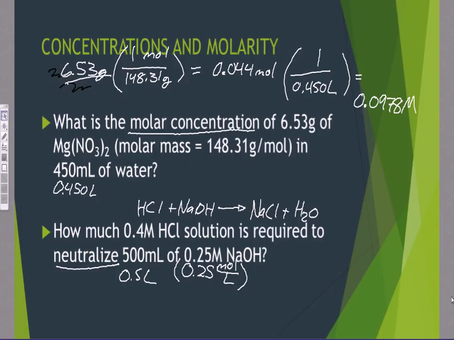So then we can just do this simple calculation, 0.5 liters times 0.25 moles over liters. Liters are going to cancel out, and we'll be left with 0.125 moles of NaOH. So far, so good? So what do we do now?